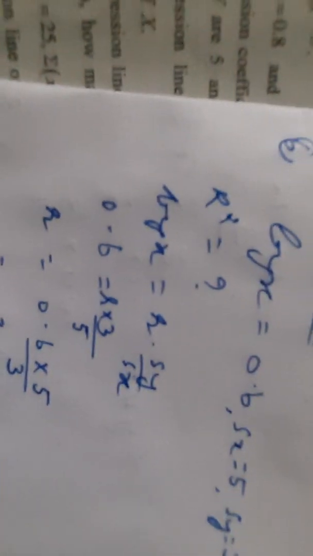When r squared is 1, what is the implication? Linearity of assumption is valid. Okay, that is the point here. Now we proceed to question number 7.